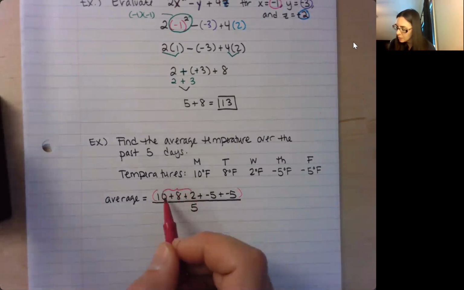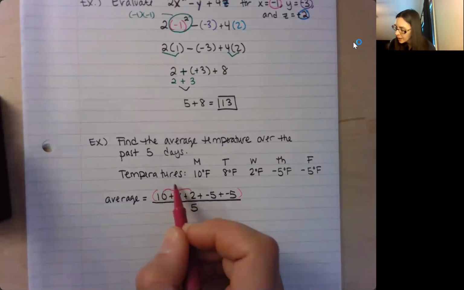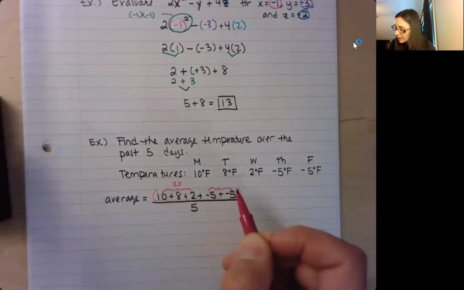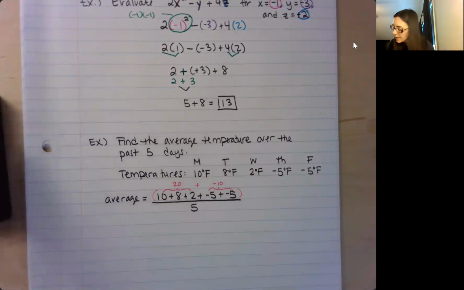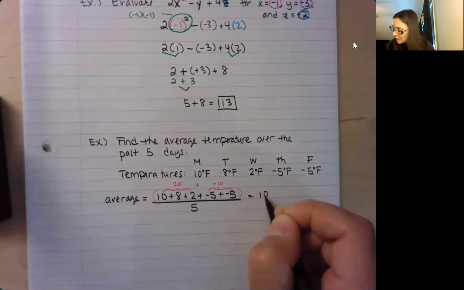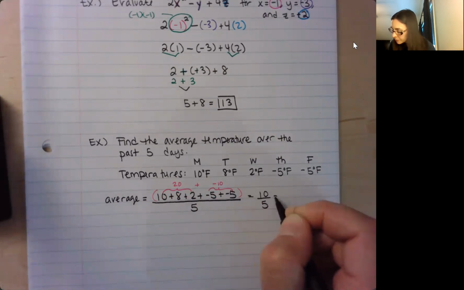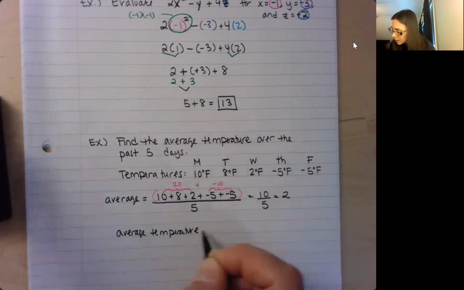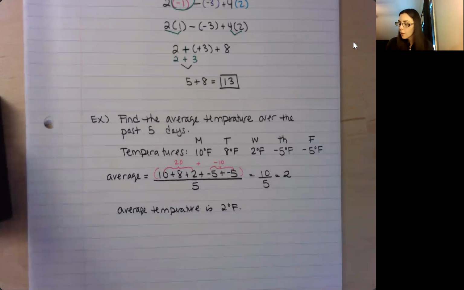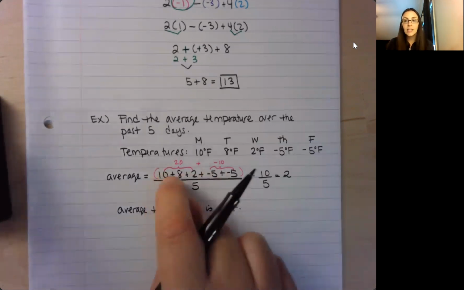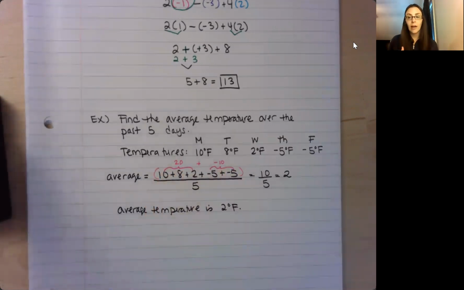So here I have 10 plus 8 plus 2 is 20. Here, if I add my negatives, I'll have negative 10. So 20 plus negative 10 is going to be positive 10. And then 10 divided by 5 is 2. So our average temperature is 2 degrees Fahrenheit.